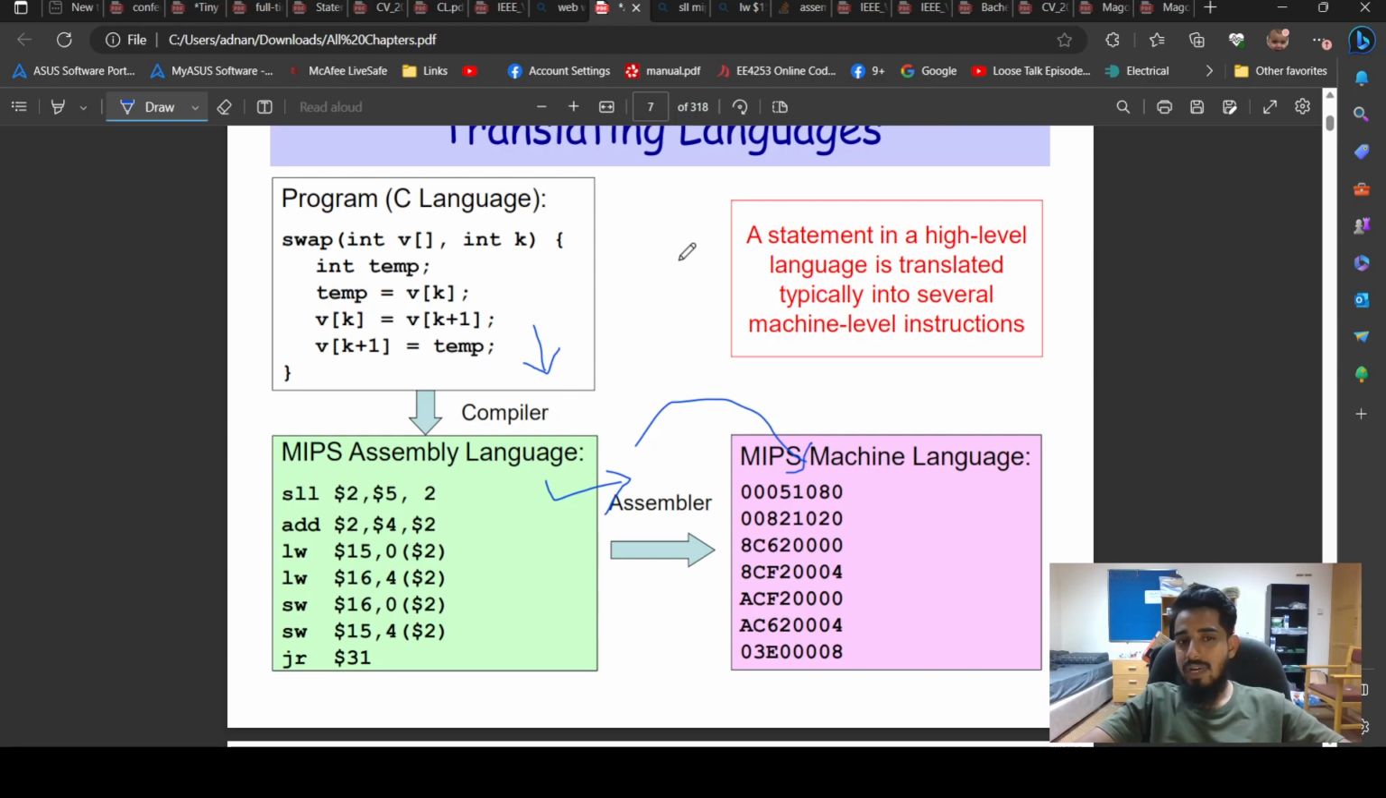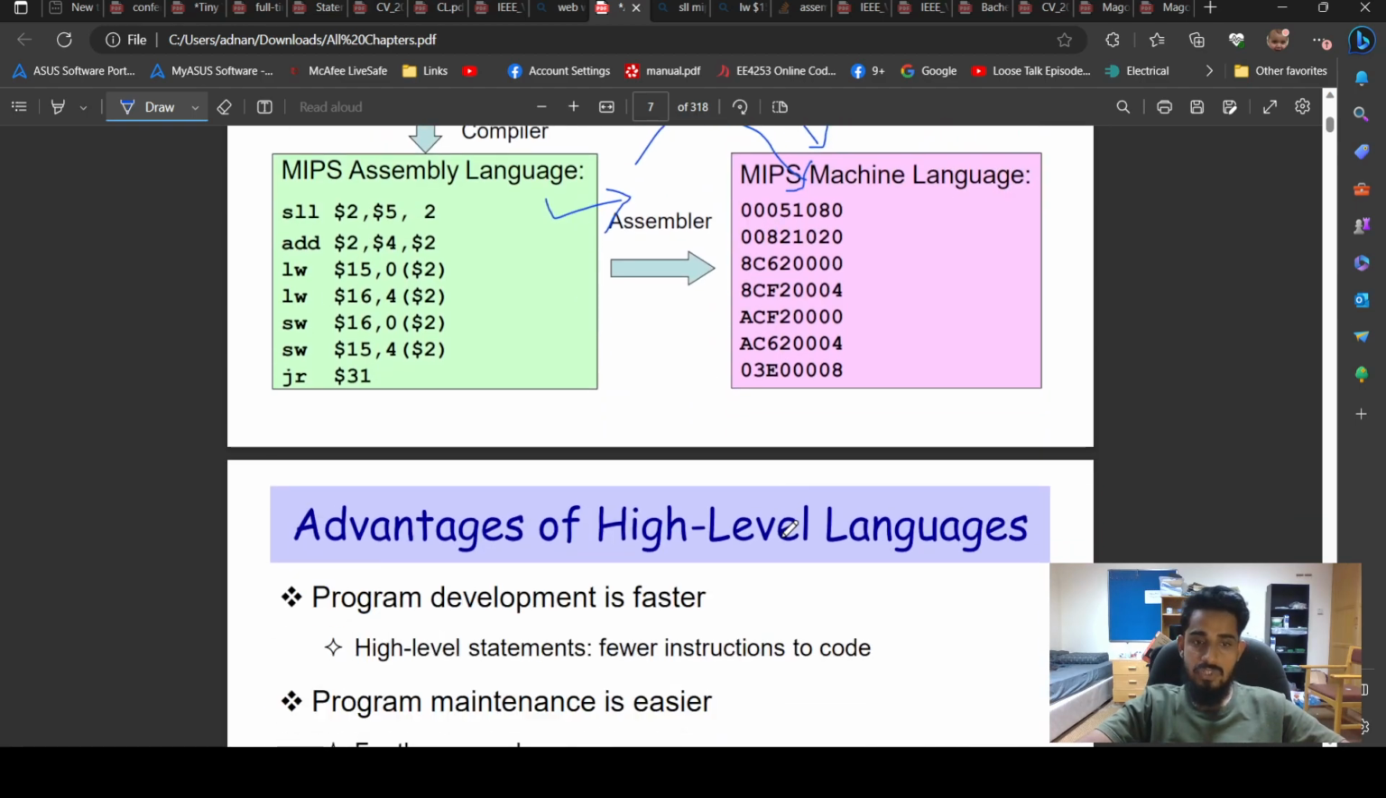We know that the compiler can do both. The compiler can directly convert from the high level language to machine language. But in this slide, the compiler converts from the high level language to assembly language, and then the assembler converts from assembly language to machine language. A statement in a high level language is typically translated into several machine level instructions.